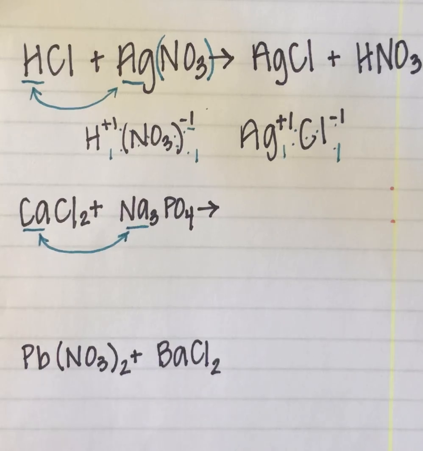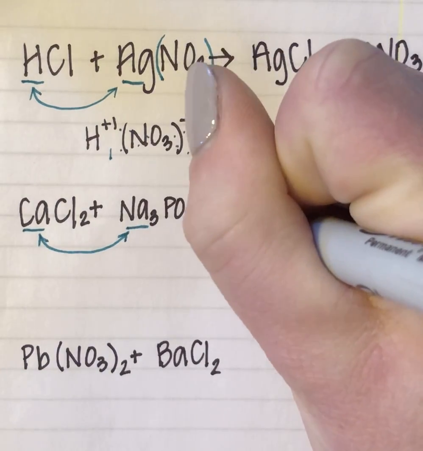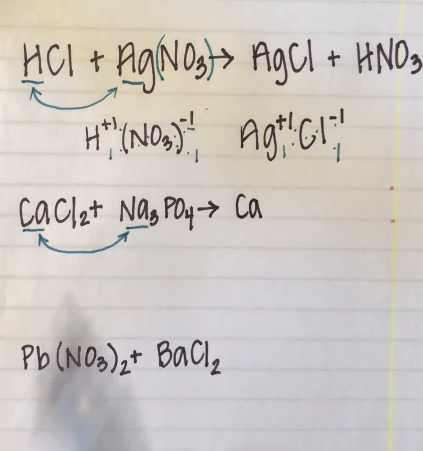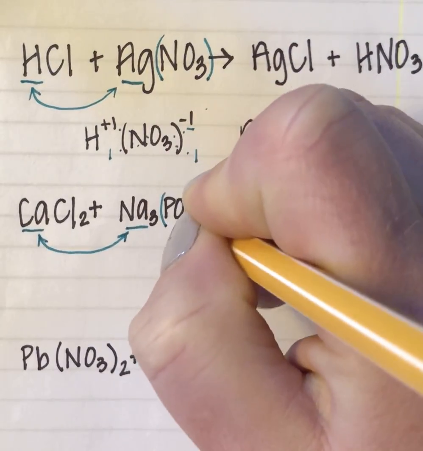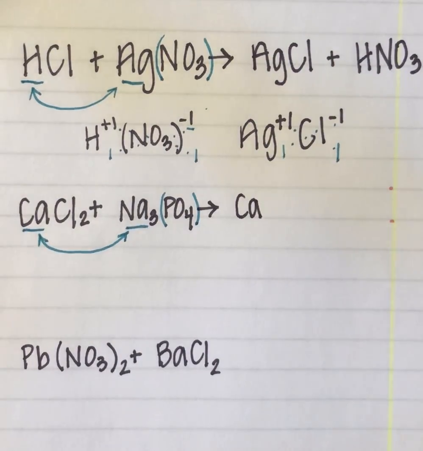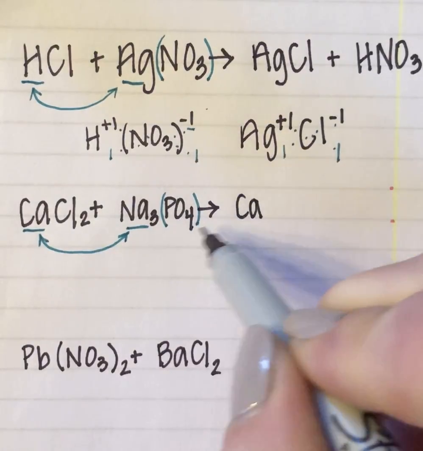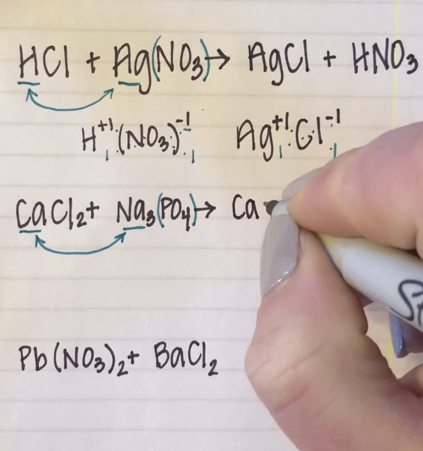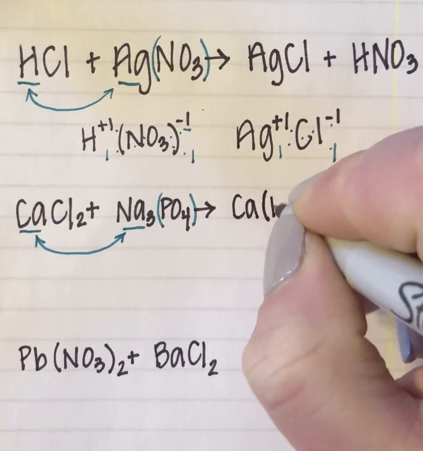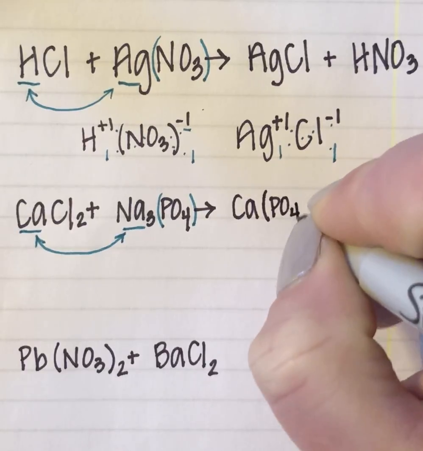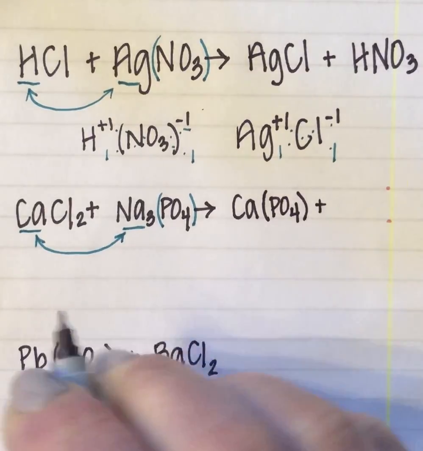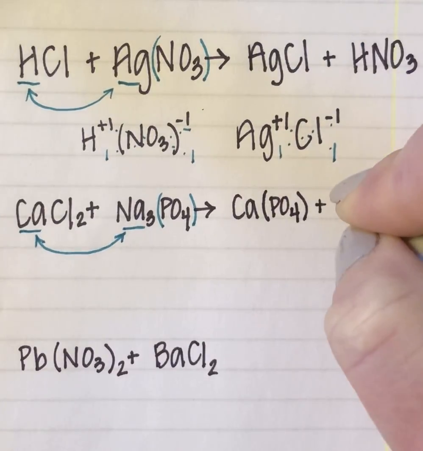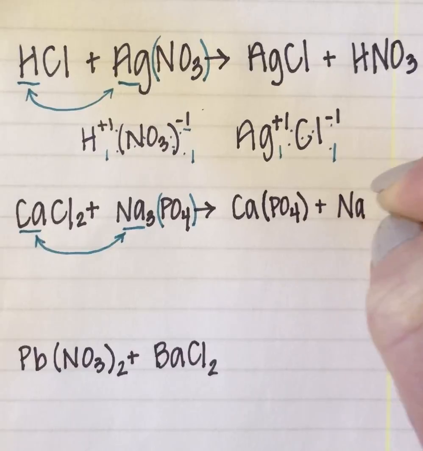So on the other side, we should have calcium. And one important thing actually before I start that is we do have a polyatomic ion, phosphate. So we need to make sure that that whole thing in the parentheses travels. So we've got calcium and then phosphate plus sodium now and chlorine.